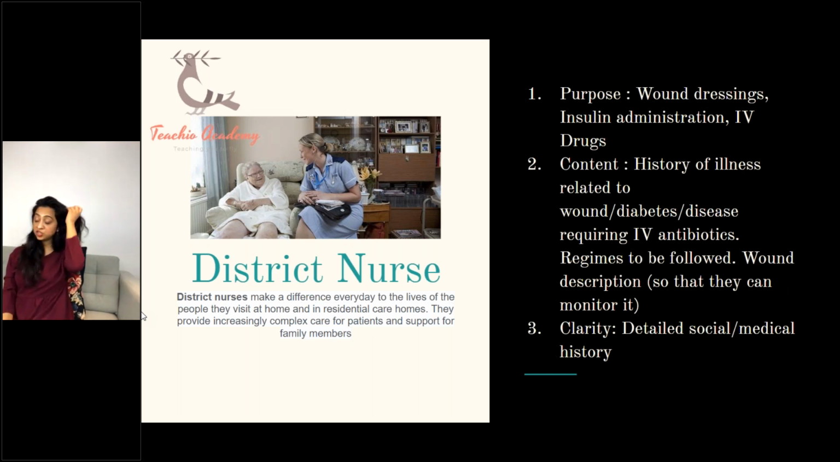Or this patient has been diagnosed with a severe infection, but you want to send them home, yet they need to complete the course of their IV medication. So you have to mention that when you're writing a letter to a district nurse.